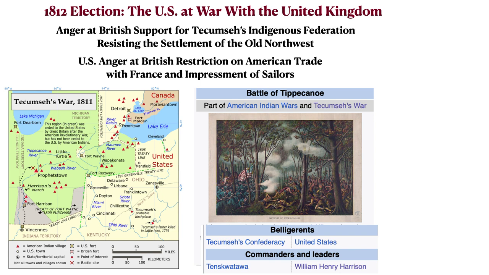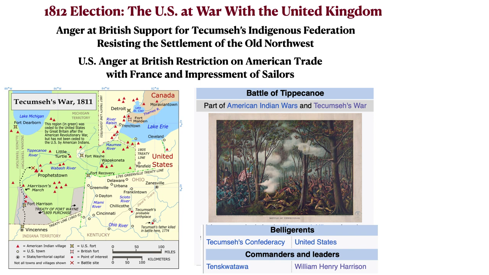And as I think I said earlier, there were still British forts in the region. The British were supposed to dismantle them, never did. That led to a lot of anger in the United States about that. And there was a lot of concern that the British were actually supporting Tecumseh's Indigenous Federation, and infuriated a lot of Americans, particularly those settlers in the West.